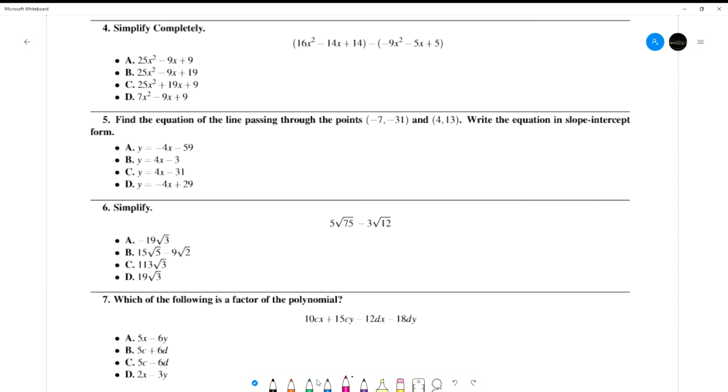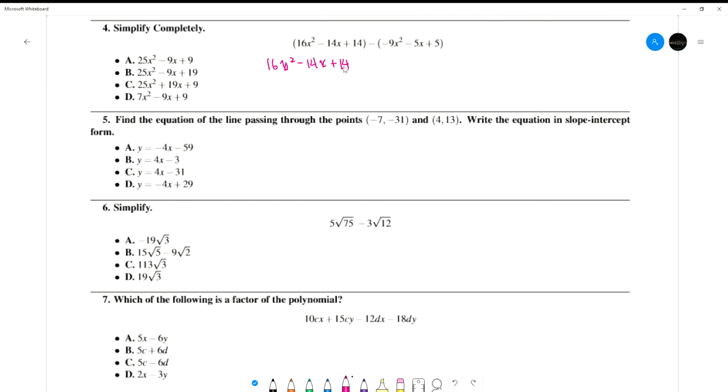Okay. Number 4. Simplify completely. This looks like addition and subtraction. And to do that, we have to just distribute to get rid of the parentheses, right? Okay, let's start with that. We have 16x squared minus 14x plus 14, right? I know we've been doing it straight across. This would be plus 9x squared plus 5x minus 5.